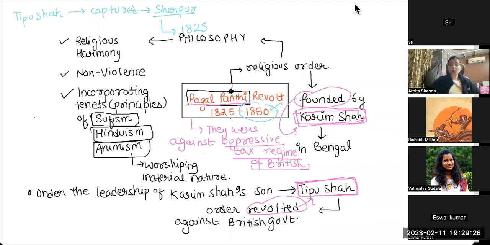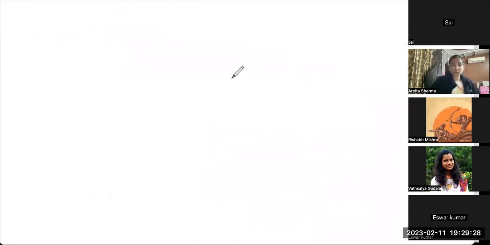सबने लिख लिया. Now coming on to the next important revolt. अब next important revolt क्या पढ़ने वाले हैं अभी हम? That is known as, write it down. This is important for prelims because two times questions have been asked from this revolt.